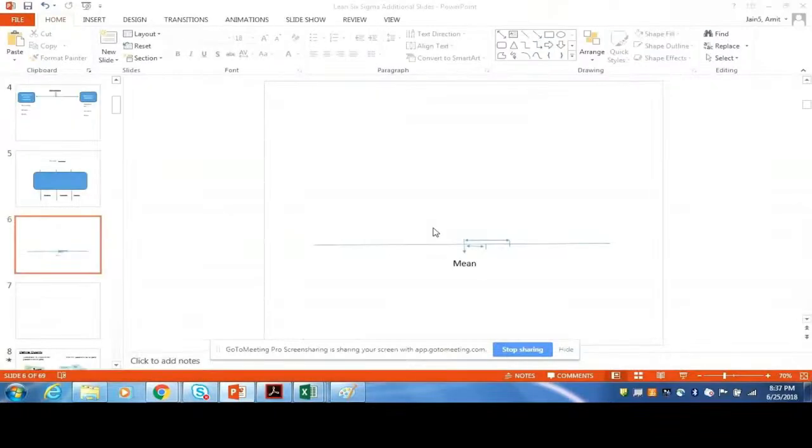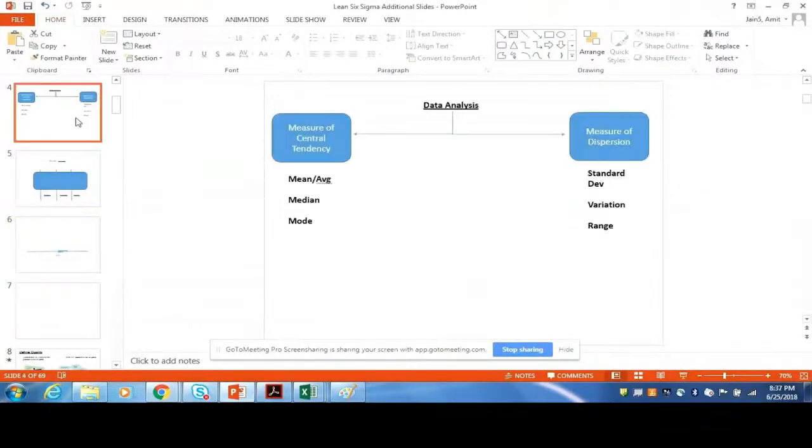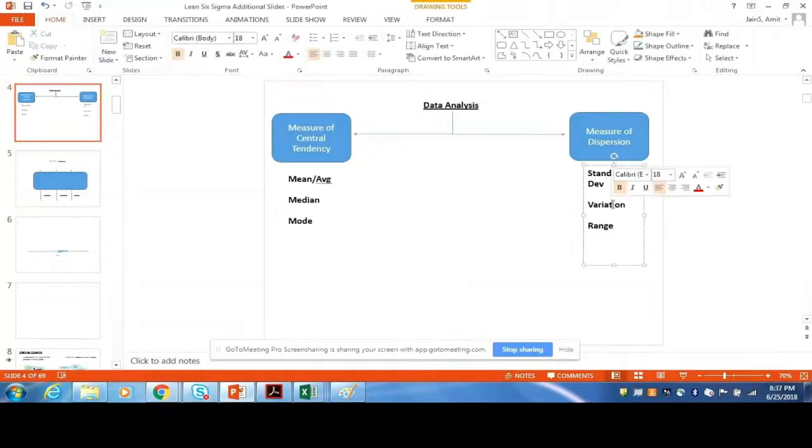Standard deviation is one of the measures of dispersion. Variation is the square of standard deviation, so variation and standard deviation tell us exactly the same thing. The way to calculate variation is you square the standard deviation value that you get, and you will get the value for variation. Then you have a range.